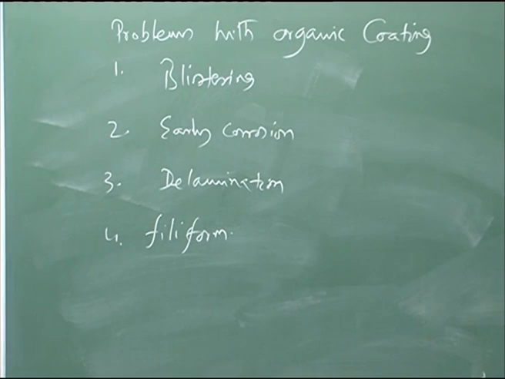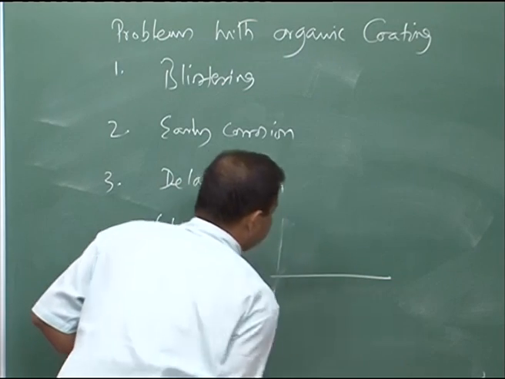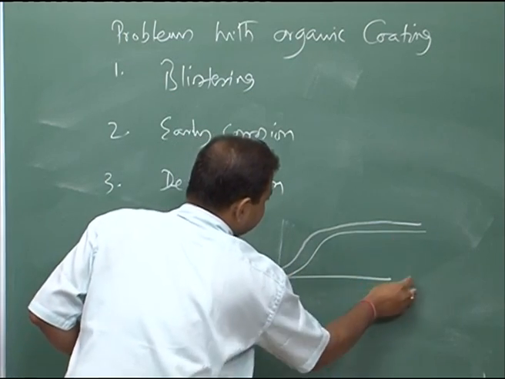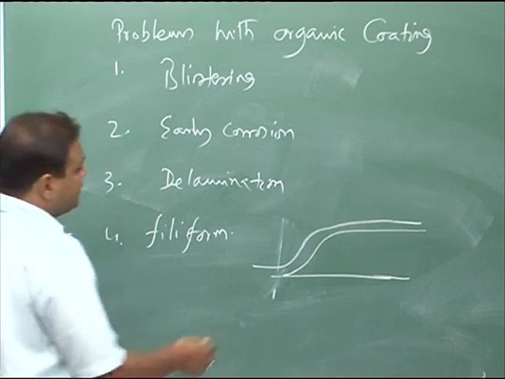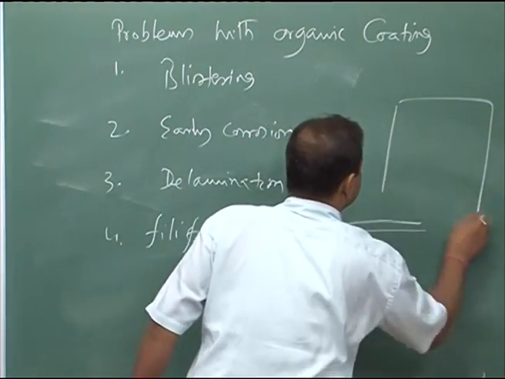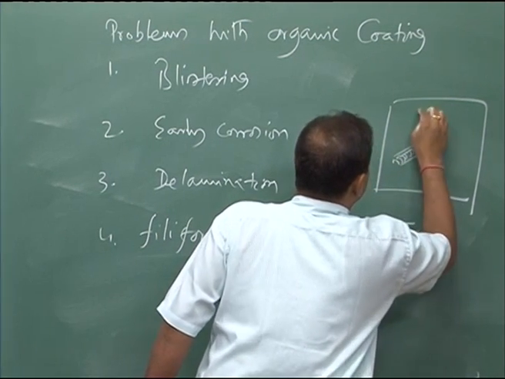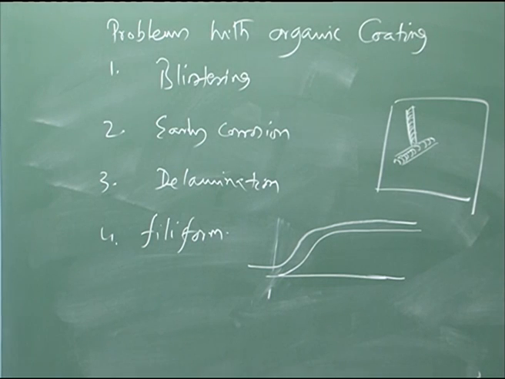Filiform corrosion is another type of crevice corrosion, where, let us say, this is the metal surface and this is the paint. The paint is peeled off like this, and they form a sort of filament on the metal surface. So, there could be filament type of growth like this, and then another one would come like this. This kind of filiform corrosion can happen on the painted surface. So, these are the common problems with organic coating.